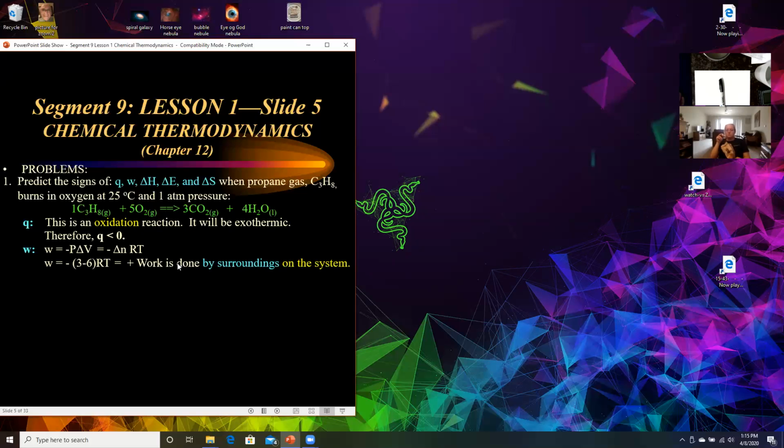So delta N is going to be -3. -3 times a minus out there is plus. So work is done on this process and it's gone into the system.